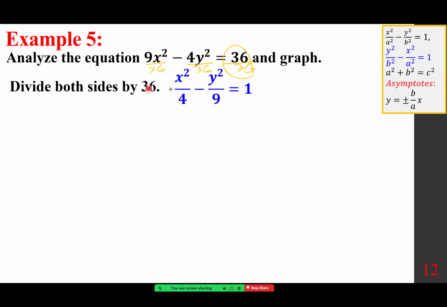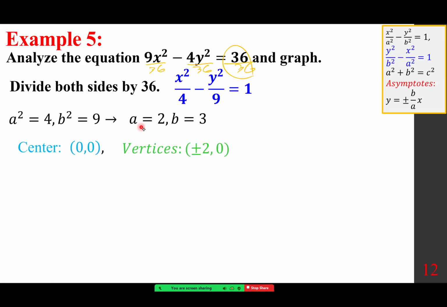Again, we want to analyze the equation. I'm going to assume you know how to graph this. Understand a couple of things. a squared is 4, b squared equals 9. So a is 2, b is 3, and the center is at (0, 0). This opens sideways, so we have the vertices at plus minus 2, 0.